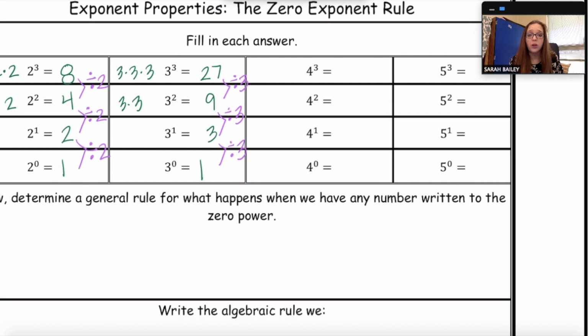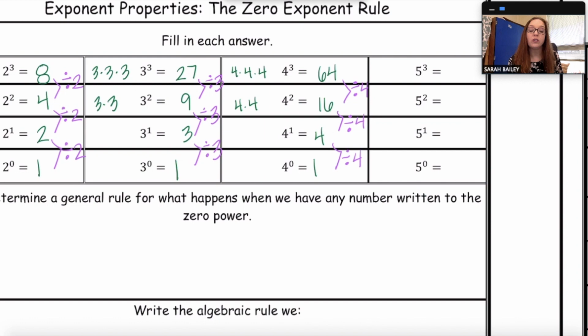So let's do the 4s. 4 cubed means 4 times 4 times 4. So that would be 64. 4 squared is just 4 times 4, which is 16, and 4 to the first power we know is 4. So again, what do you think is happening each time as we move down the column? We're dividing by 4. So if I do 4 divided by 4, I get 1. So it looks like any number to the 0 power is going to be 1.